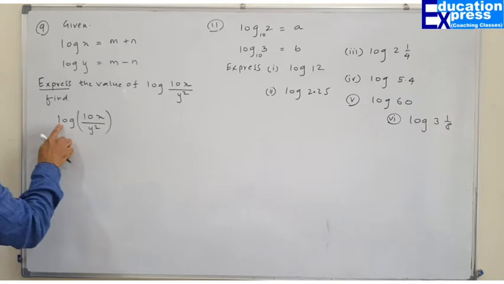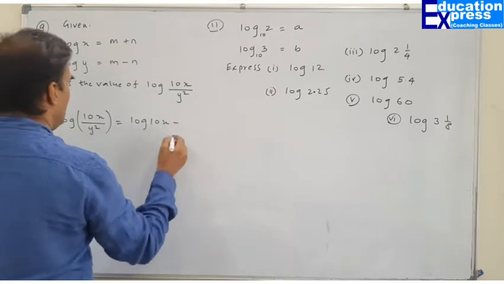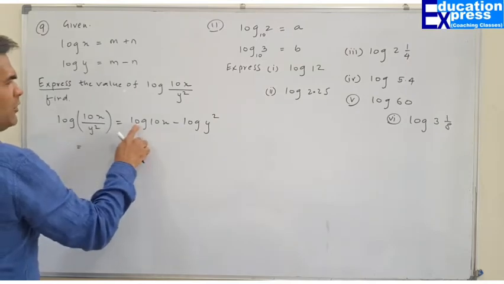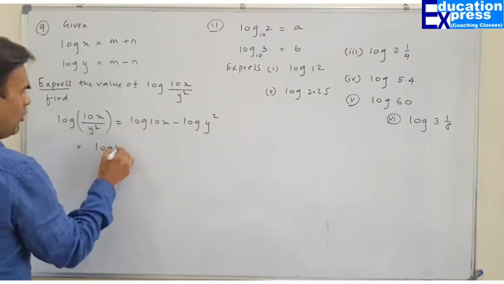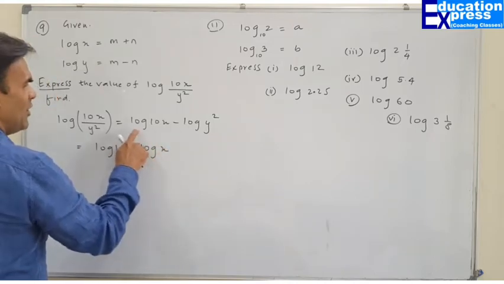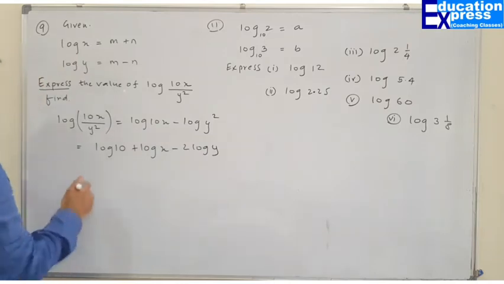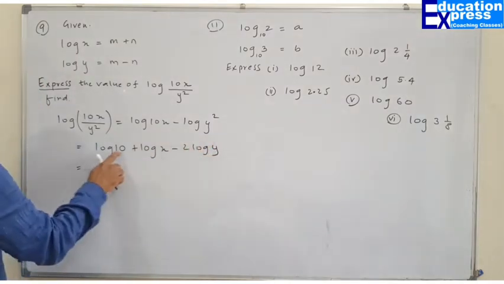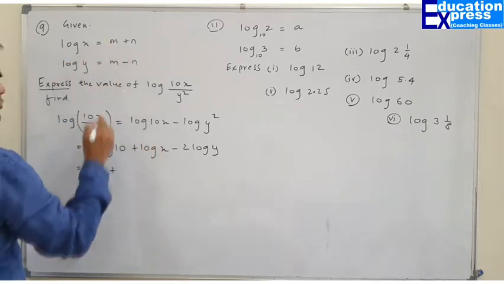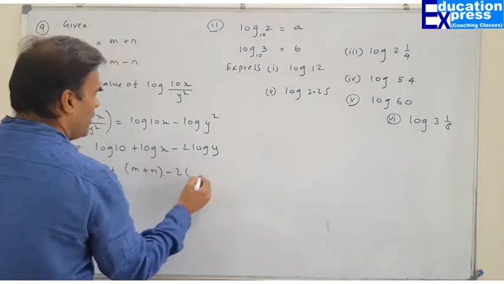My dear friends, we know that log of a upon b can be written as log of a minus log of b. Now, further from here, log of 10x can be written as log of 10 plus log of x. Log a plus log b is log ab. Minus, this can be written as 2 log y. Since we have the value of all these things, what is the value of log 10? So 1 plus, what is the value of log x?